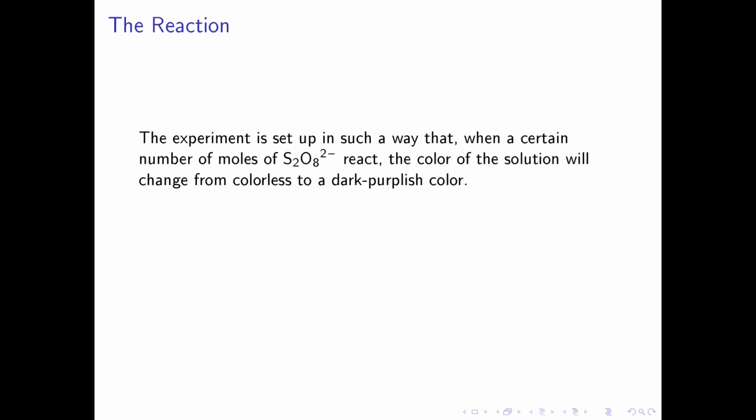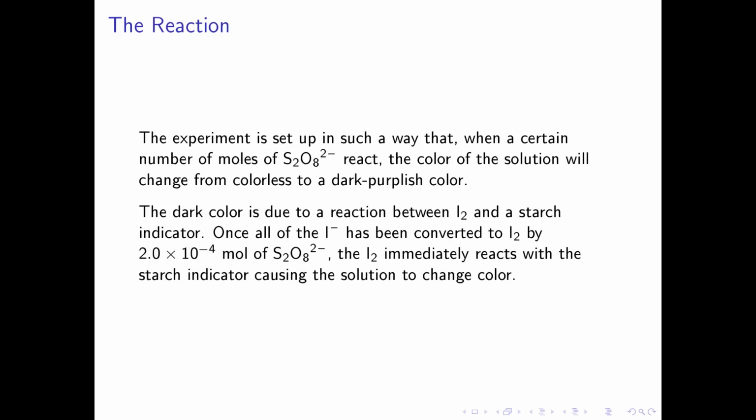The experiment is set up in such a way that when a certain number of moles of peroxydisulfate react, the color of the solution will change from colorless to a dark blue purplish color. The dark color is due to a reaction between molecular iodine and a starch indicator. Once all of the iodide ion has been converted to molecular iodine by 2 × 10⁻⁴ moles of peroxydisulfate ion, the I2 immediately reacts with the starch indicator, causing the solution to change color.